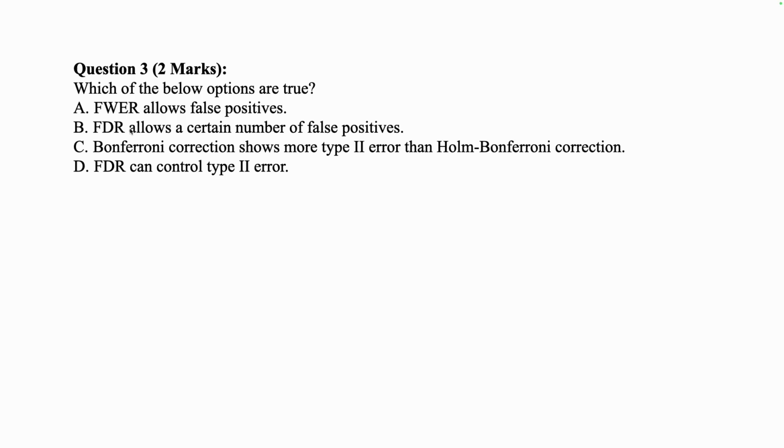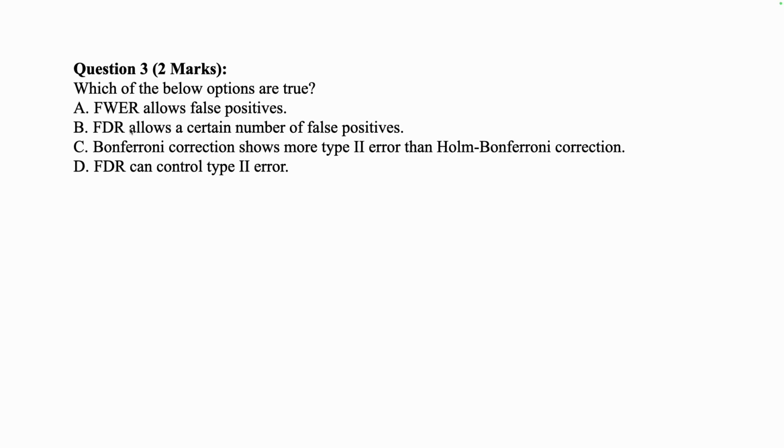Okay, let's look into the options. The correct answer for this question is B and C. B is that FDR allows a certain number of false positives. C is that Bonferroni correction shows more type 2 error than Holm-Bonferroni correction. So let's look into the concept.